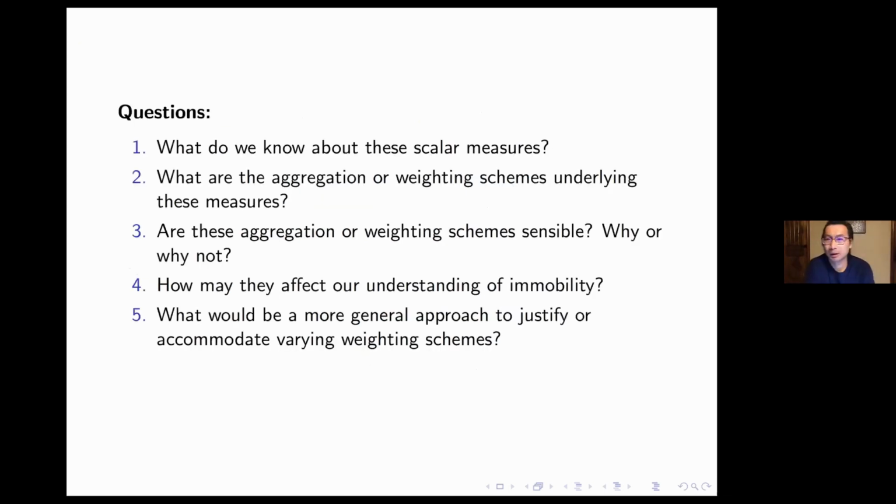All right. And the question again, what do we know about these scalar measures that we have been using? In all these empirical studies, regression coefficients, rank coefficients, what exactly are the aggregation weighting schemes underlying these measures? And are these aggregation or weighting schemes sensible? And the answer is already no. And the question is, how may they affect our understanding of immobility, and whether or not we can accommodate these different weighting schemes in a more general framework. And that's what we want to do, okay?